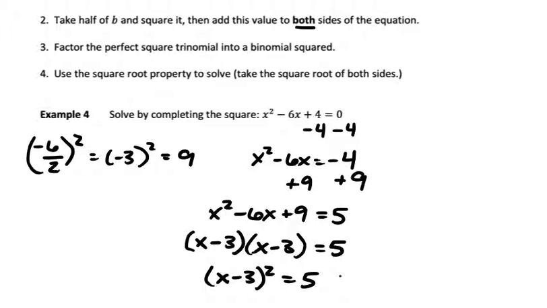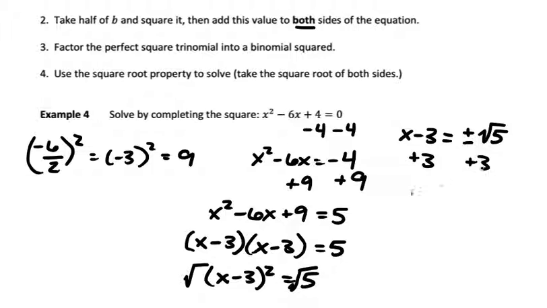Now from here, we're going to be using the square root property to solve. So this goes back to one of the previous videos. To get rid of the squared, I need to take the square root of both sides, and I need to remember my plus or minus. So that's x minus 3 equals plus or minus square root of 5. Add 3 to both sides, and x equals 3 plus or minus the square root of 5.